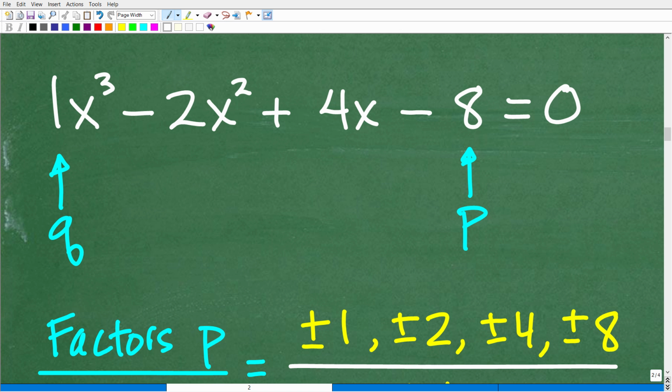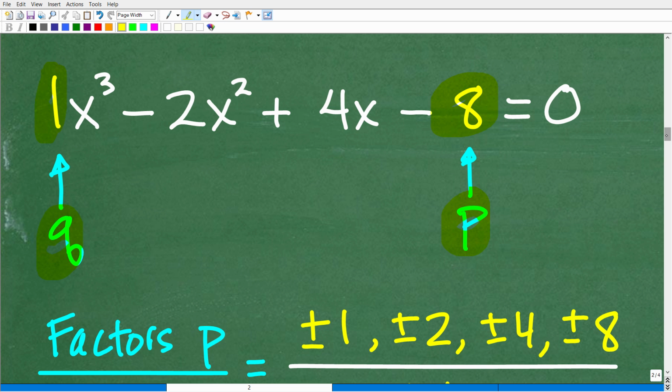So what we need to do first is list our polynomial from highest to lowest power. So third degree down to -8, this is what we call standard form. Now, the leading coefficient here, we're going to label that as Q, and then our constant number over here, we're going to label that as P.